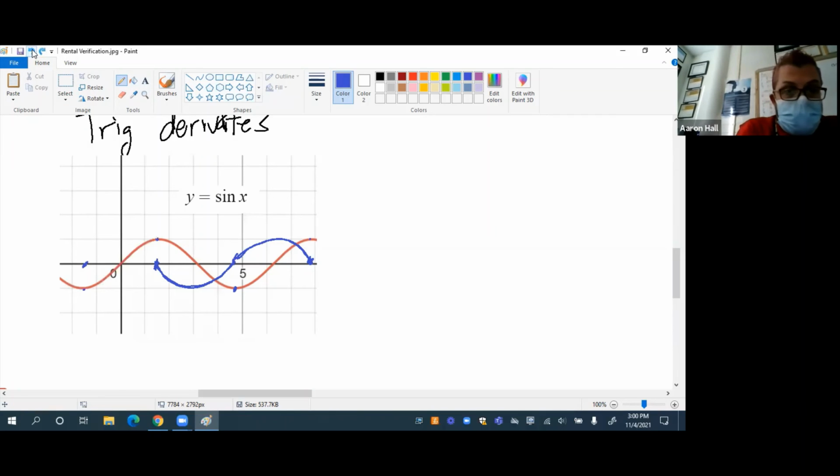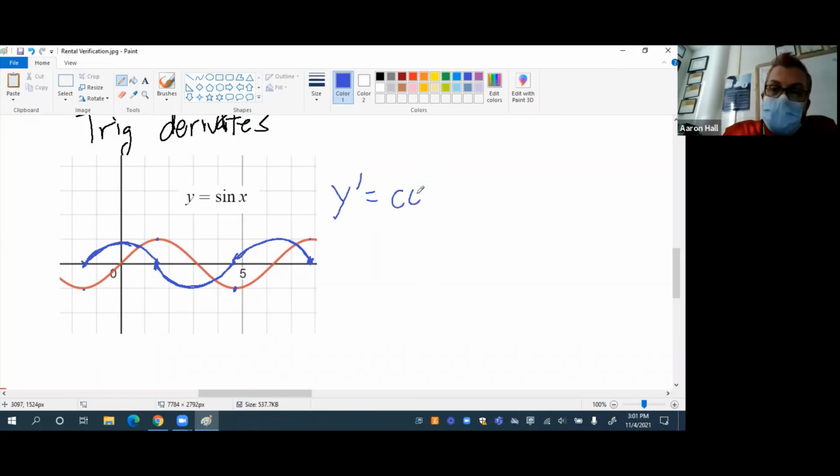It's also positive, so I'm going to draw something that looks more or less like this. Can you describe the equation for the blue graph? It's cosine. The derivative of sine is cosine.